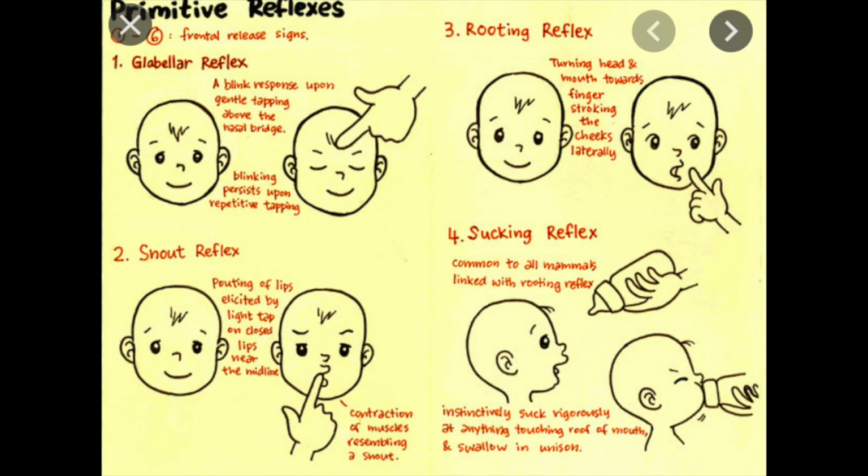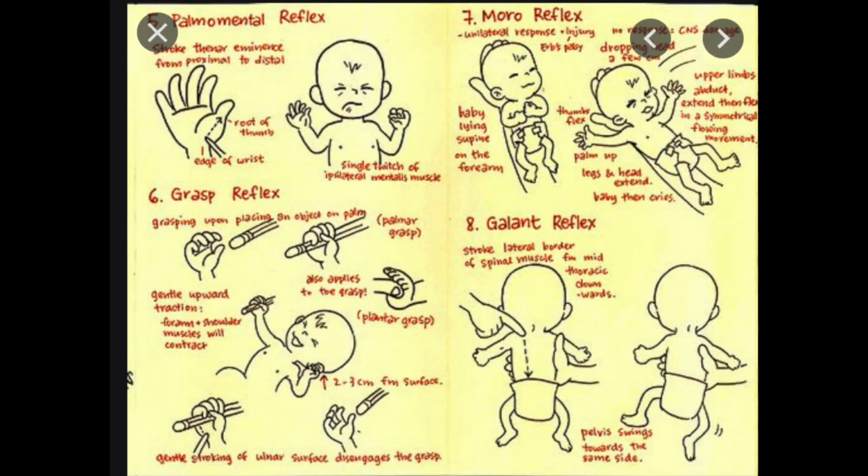We have primitive reflexes that are supposed to fade away as we grow older, but these are for eating and moving. They go away at certain developmental milestones.